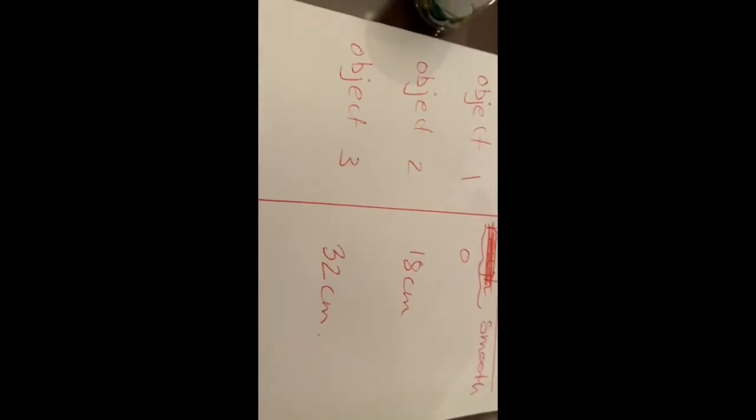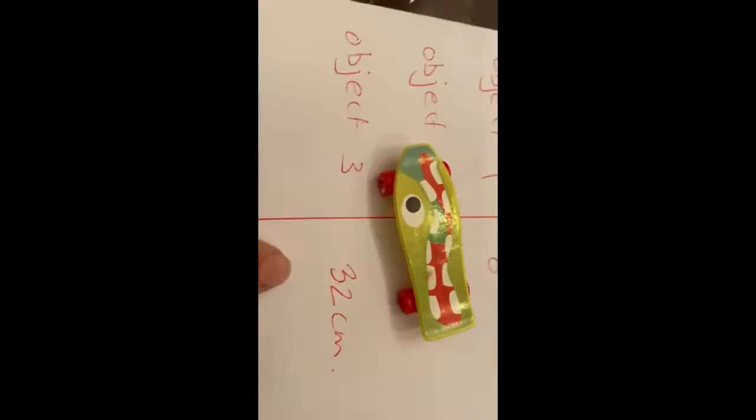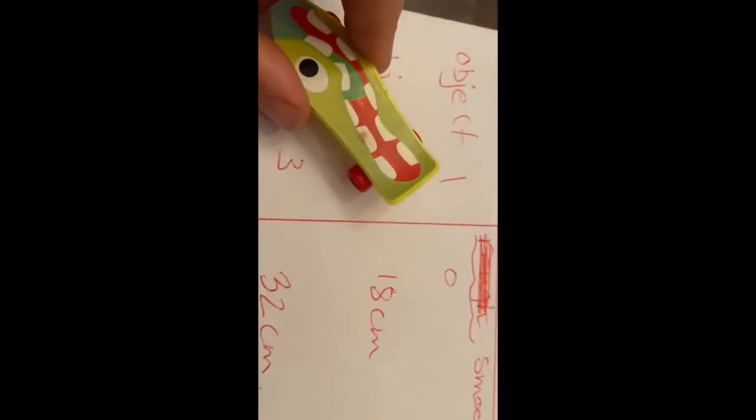Okay, so let us make the comparison between the rough surface and the smooth surface. Object 1 did not move. Object 2, on a rough surface it moved 4.5 centimeters, while on a smooth surface it moved 18 centimeters. Can you see it moved more on a smooth surface than a rough surface? Object 3, it has a wheel. On a rough surface it moved 24 centimeters, while on a smooth surface it moved 32 centimeters, and it moved more.